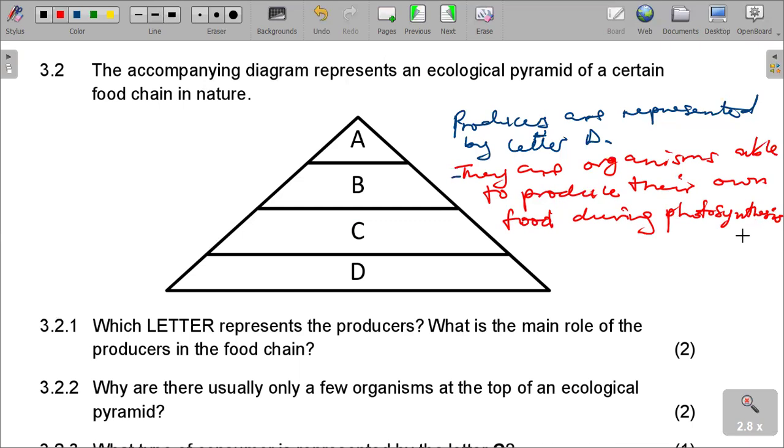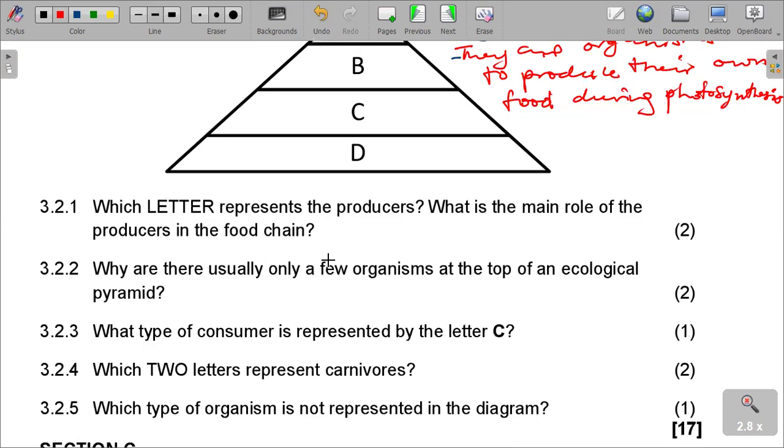That is the function of what? That is the function of producers. That is question 3.32. And then question 3.22 is saying, why are there usually only few organisms at the top of any ecological pyramid?